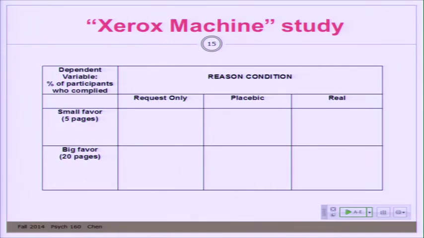In all conditions, for all participants, the researchers set up a situation where participants needed to go to a Xerox machine and use it to make copies. They had to make either 5 pages of copies. This is known as a small favor. Not a big deal. Or they had to make 20 pages.